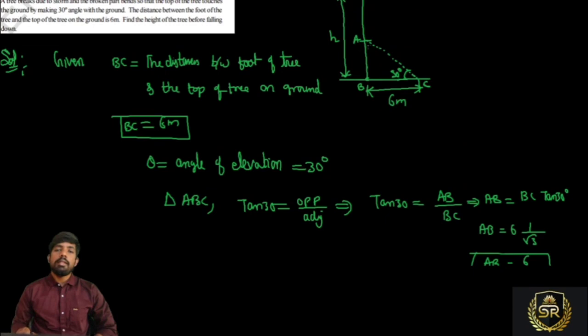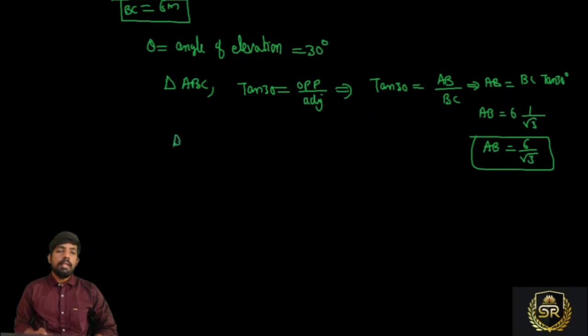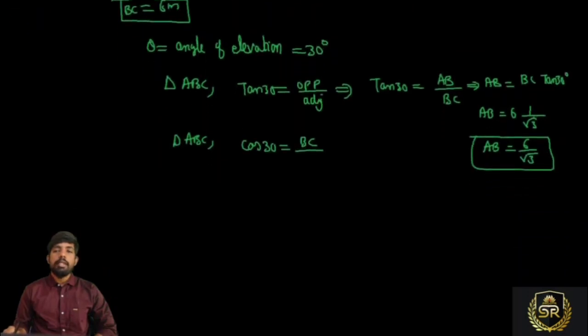So we got AB. Now we need to find AC. In order to find AC, we have the adjacent BC and AC is the hypotenuse. Can I use cos in the right angle triangle? Cos 30 is equal to adjacent, which is BC, by hypotenuse, which is AC. So AC is equal to BC by cos 30.